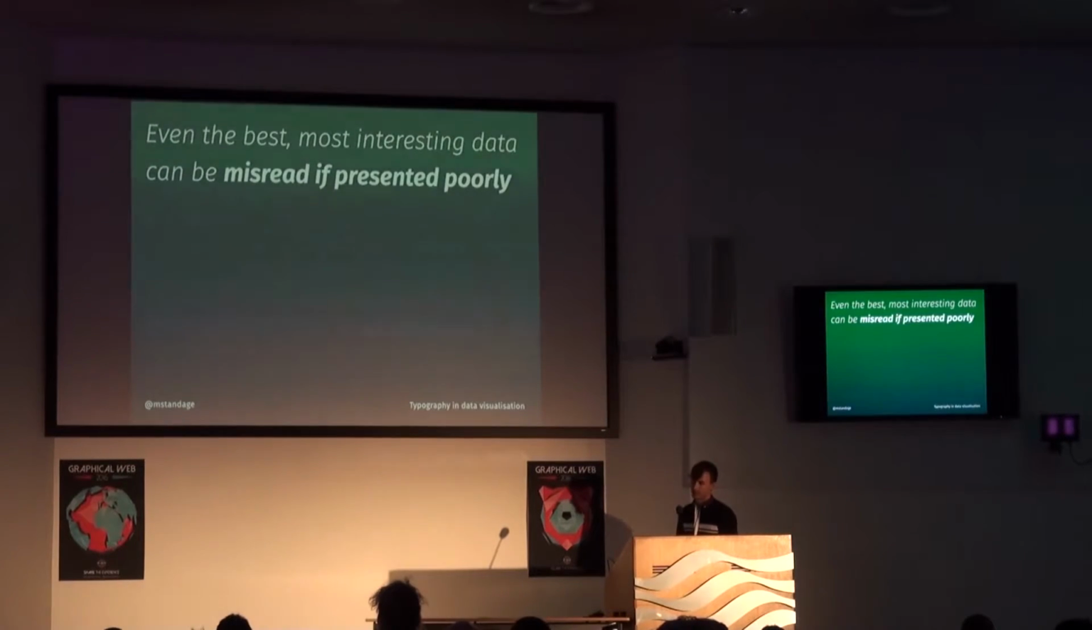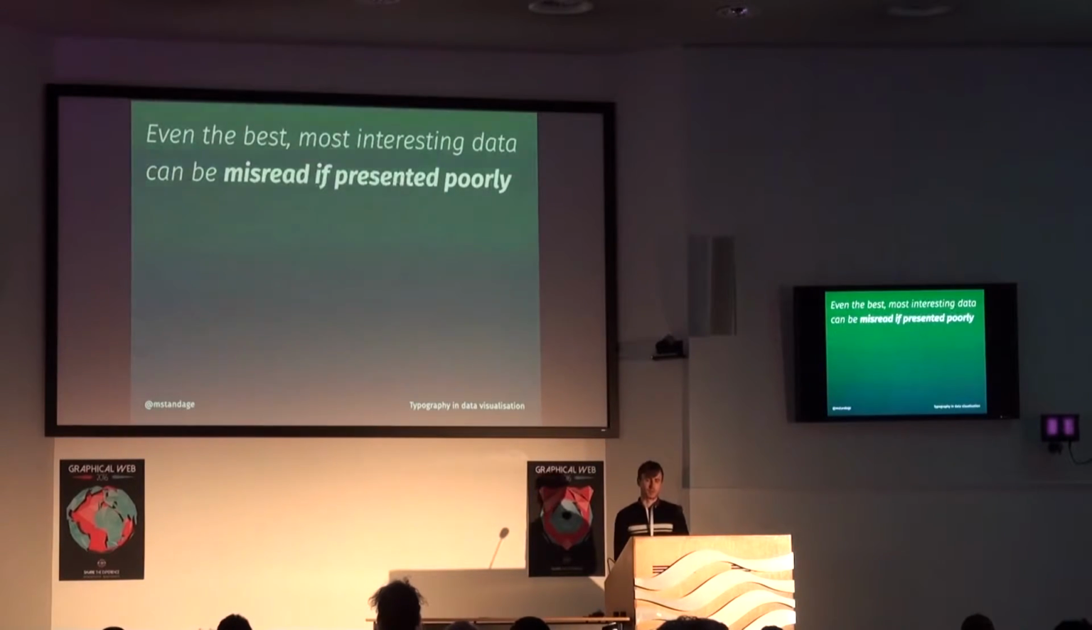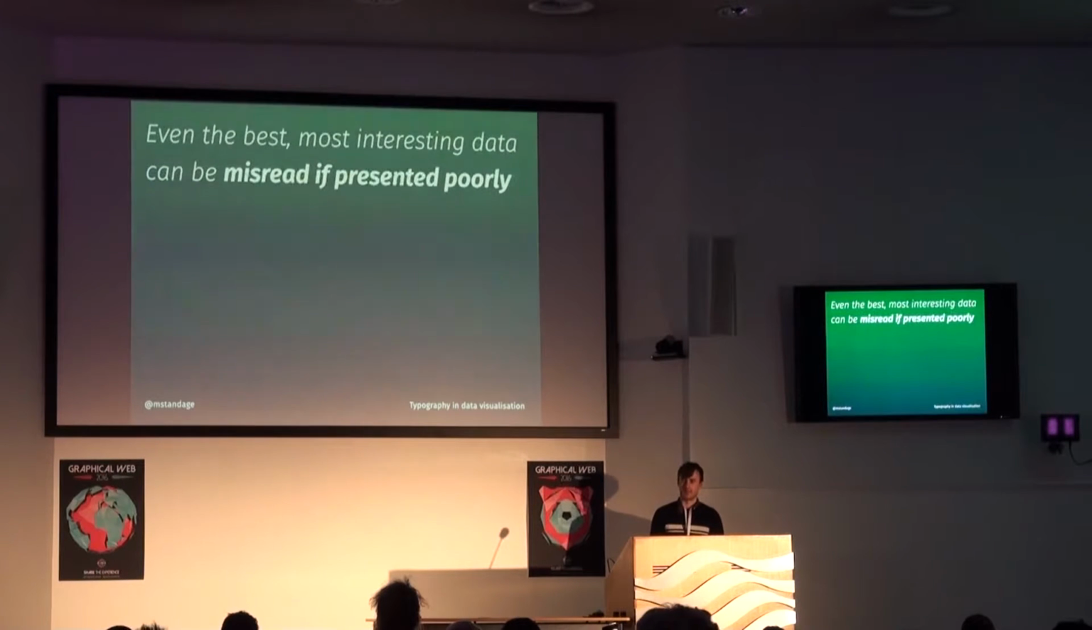And this is because I think even the best, most interesting data can be misread if it's presented poorly. And it's easy for our poor typographic decisions to fall into a category that hinders the communication rather than aids understanding. They can become chart junk, the term, again coined by Tufte, refers to this useless, non-informative information that's obscuring the quantitative information that we're trying to display.